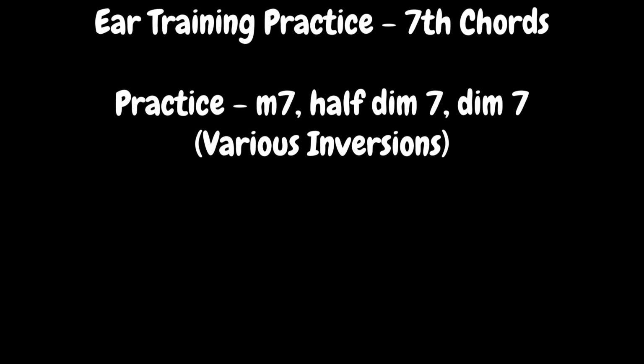same space from itself. So the 7 is actually the same distance from the root as the root is from the 3, and the 3 is from the 5th, and the 5th from the 7th. So it doesn't matter what inversion it is. I'm just going to say fully diminished 7 for those chords. All the other examples, the minor 7th chords and the half diminished 7 chords, I will tell you what inversion the chord is in. Here we go. Here's example 11.